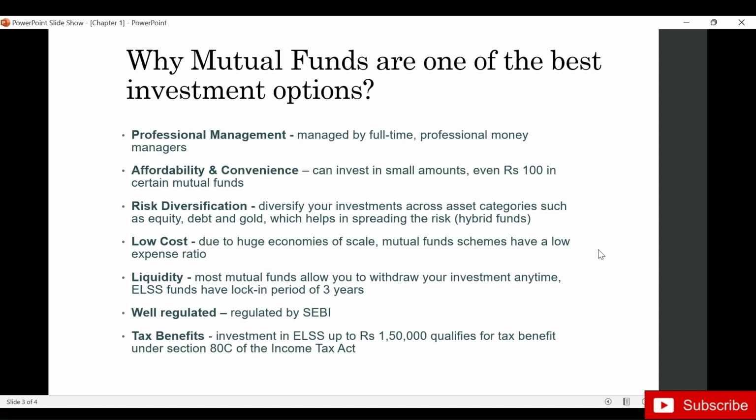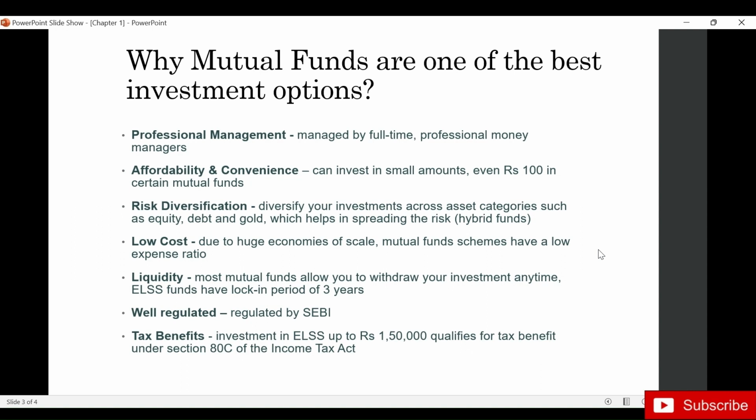Second point is affordability and convenience. You can invest in mutual funds in very small amounts, and this amount can be as small as rupees 100 in case of certain mutual funds. Now, usually there is a different amount for SIP and lump sum investments. For SIP, usually the amount is lower, and for lump sums, the amount is usually a little higher.